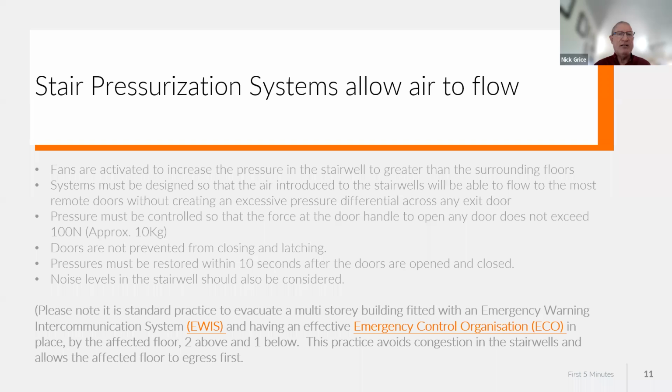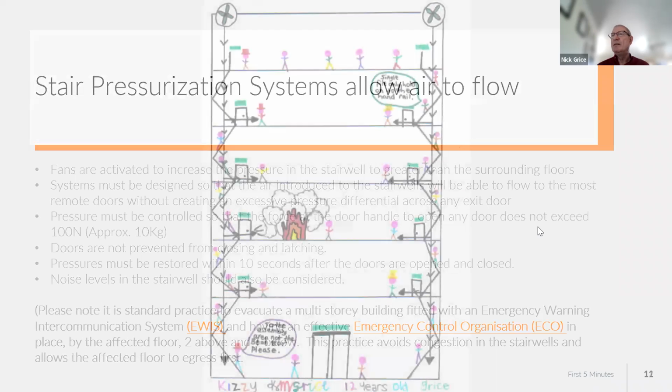And don't forget as well, the standard practice for evacuating high-rise buildings is the effective floor, 2 above and 1 below. A few reasons for that. One is so you don't get congestion in the stairwell. And if you can imagine all doors opening as well, you're going to get congestion in the stairwell, and with all the doors opening, you're going to lose all that pressurization system. So it might not be as effective pushing the smoke onto the floor, like so.